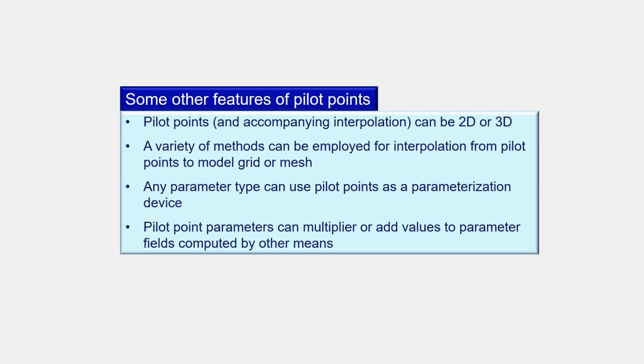These parameters can even be multipliers or numbers that we add to an existing parameter field with which a model is endowed. This allows the calibration process to be very flexible indeed, so that PEST can assign multipliers, for example, to an existing parameter field and tell it to modify that field as it needs to so that model outputs are well matched to members of the calibration data set.